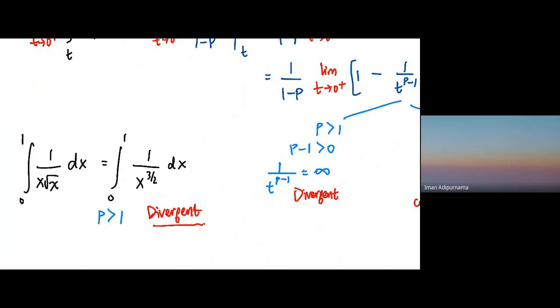And if you choose to calculate this result, you can also do that, and it will be the same result, divergent, right? If you want to integrate this 3 over 2, okay? So I'm showing you the general rules for from 0 to 1, okay? It's a little bit different from the last one, that is from a constant to infinity, right?